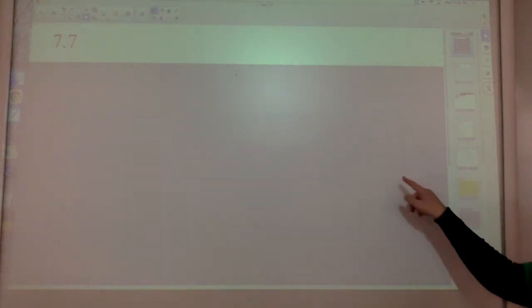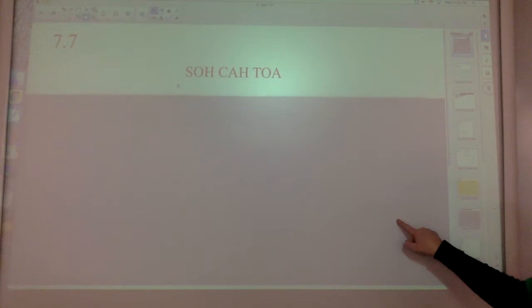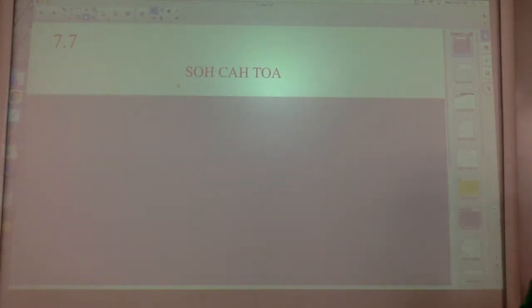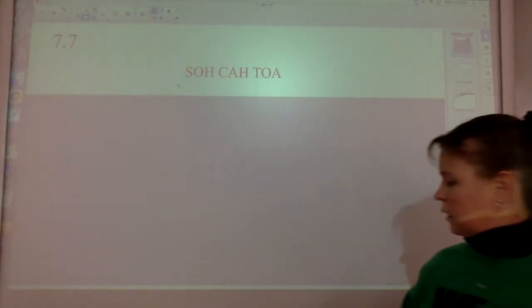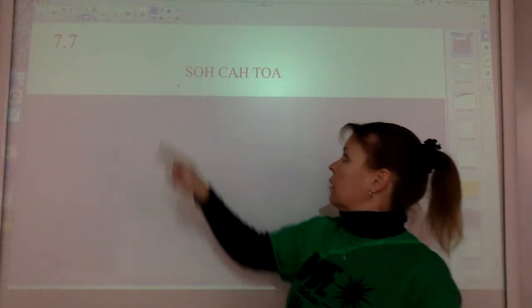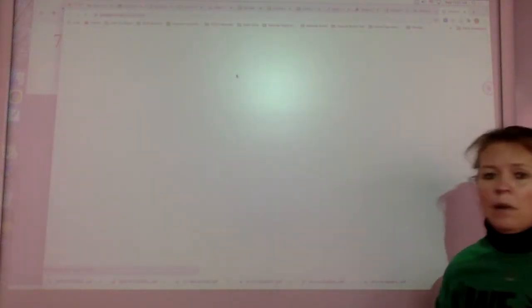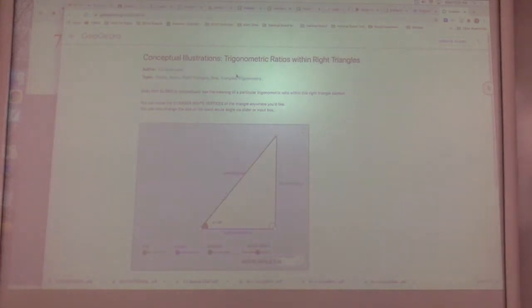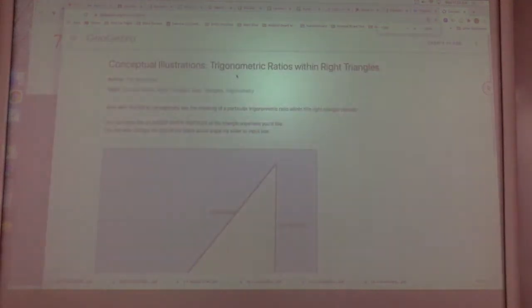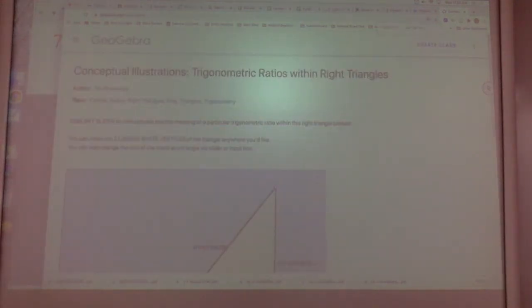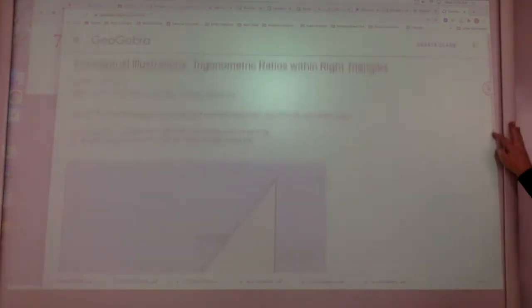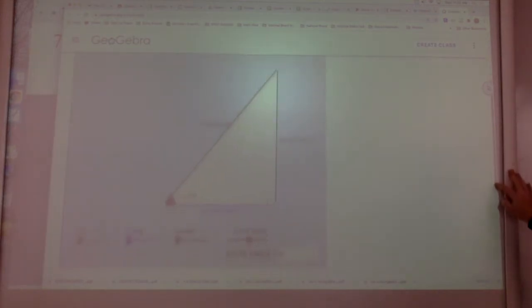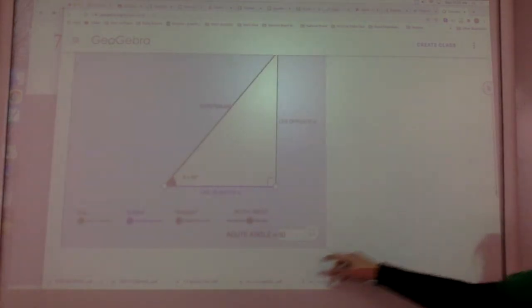Okay, here's section 7.7. We're still talking about SOHCAHTOA, sine, cosine, and tangent. And a friendly reminder of what those ratios actually stand for: opposite over adjacent, or opposite over hypotenuse, or adjacent over hypotenuse. It's a ratio, so you're comparing how big something is.